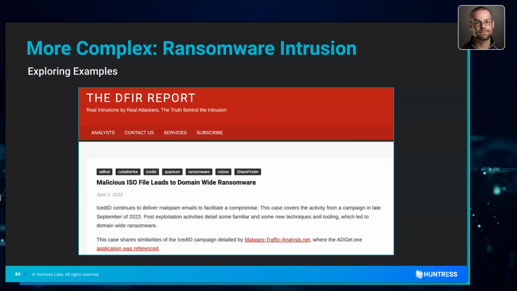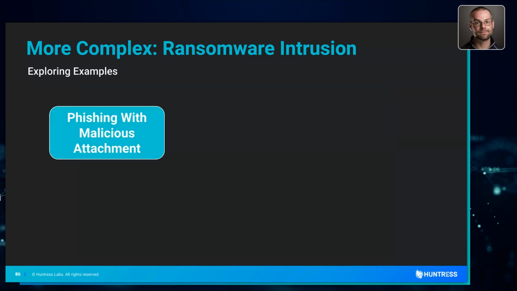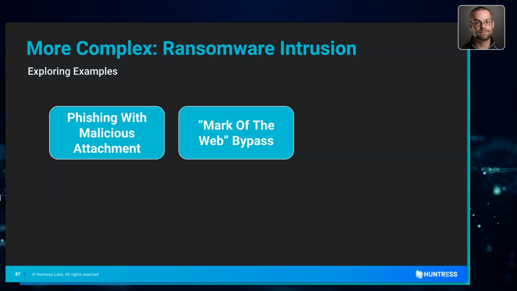But we can get more complex, and for this, we could look at examples such as ransomware operations. For an example to drive this discussion, we could look at something from the DFIR report about using malicious ISO files as an initial infection vector, leading ultimately to domain-wide compromise and then ransomware deployment. In this case, we see many behaviors. We see phishing with a malicious attachment, attachments that leverage alternative data formats in order to bypass mark of the web controls that would prohibit certain file types like macro-enabled documents from executing properly.